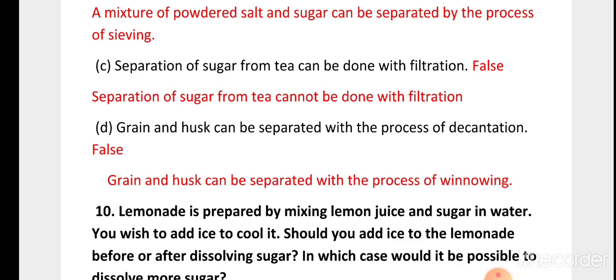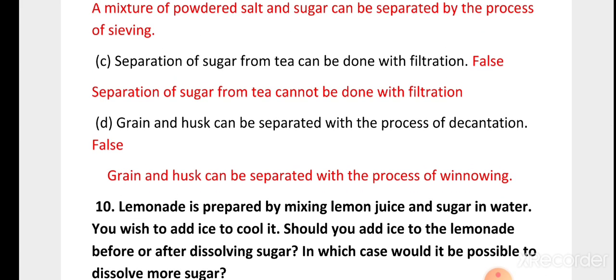D. Grain and husk can be separated with the process of decantation. It is false because grain and husk can be separated with the process of winnowing. Grain is heavy as compared to husk. And what is husk? Husk is the outer covering of seed grain, and husk being lighter, it will easily be blown away by wind and it will fall in a separate place. So by the winnowing process we can easily separate heavier seed grain from husk.